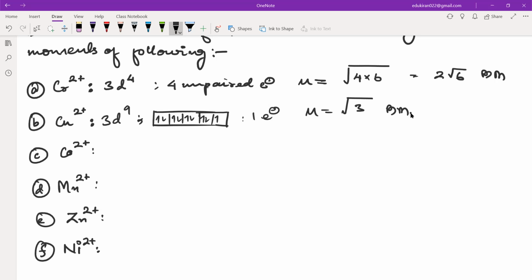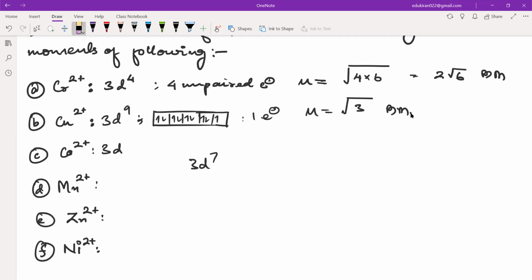Next is cobalt. What is the atomic number for cobalt? 27. Oh, 26, 27. Yeah. So this will be 3d7, होगा ना? Cobalt is 4s2 3d7. Yes, sir.